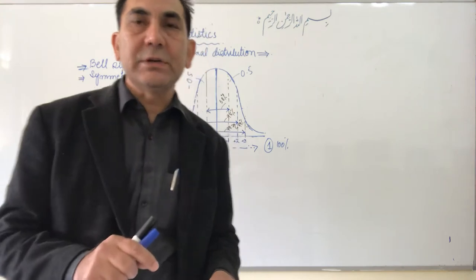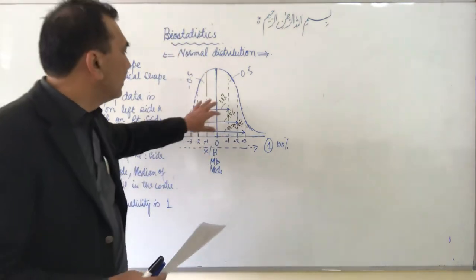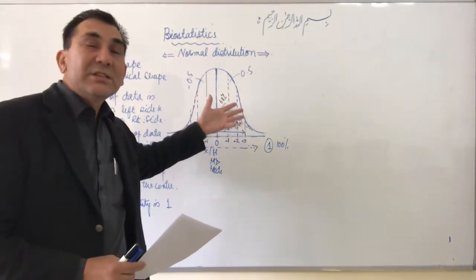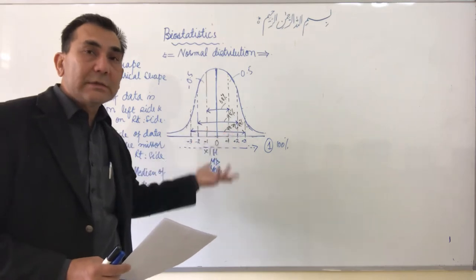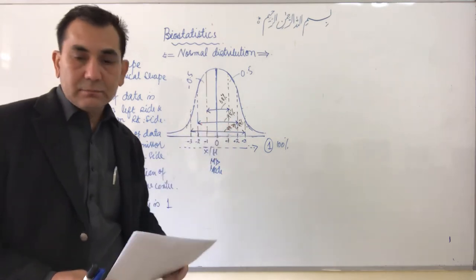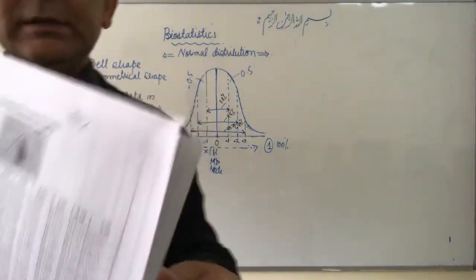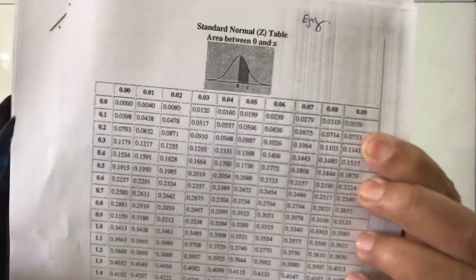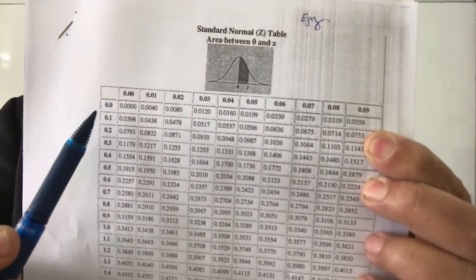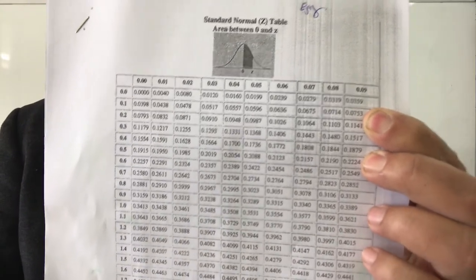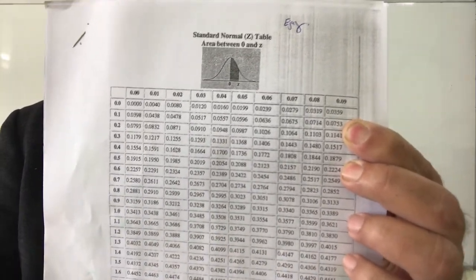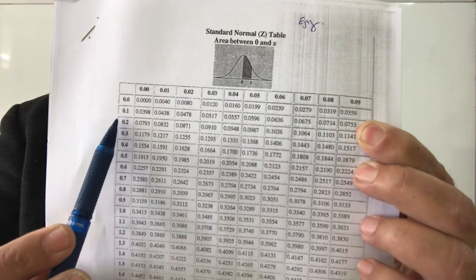Through the Z table we will prove how 68% of the data lies within one standard deviation. So this is the Z table. If you look at the Z table, in the row it is written the Z score.